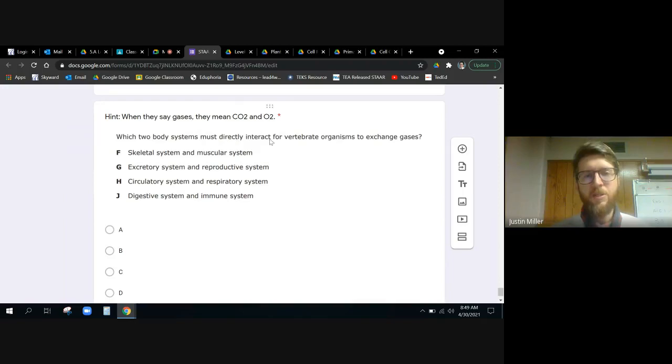Which two body systems must directly interact for vertebrate organisms to exchange gases? Here's a hint. When they say gases, they just mean CO2 and O2. So what system is responsible for taking in oxygen and putting out CO2, or in other words, breathing? Do you guys remember what system is responsible for breathing? That's for carrying blood around. Respiratory. But those two do work together. And the answer is circulatory and respiratory. Respiratory breathes in the gases. Circulatory takes the gases and delivers them to the cells.